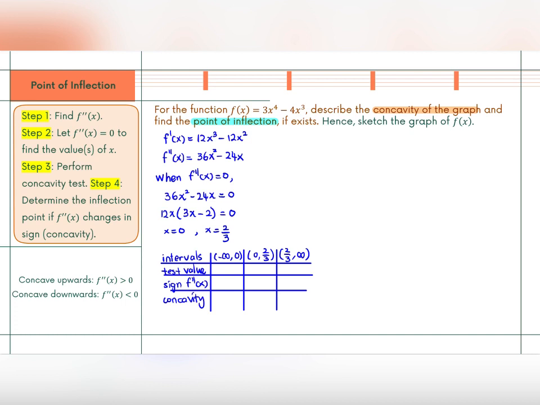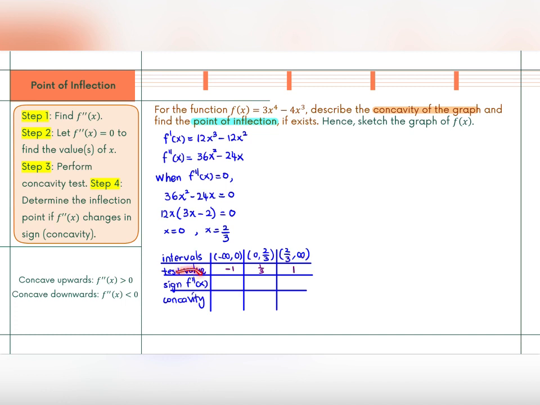Alright, now let's substitute our test value. So for the test value, make sure the value we choose is really adjacent to this interval. For example, for 0, we take the number closest to it, which is negative 1. So between 0 and 2/3, the closest is 1/3. Okay, and between 2/3 and infinity, the closest is 1.